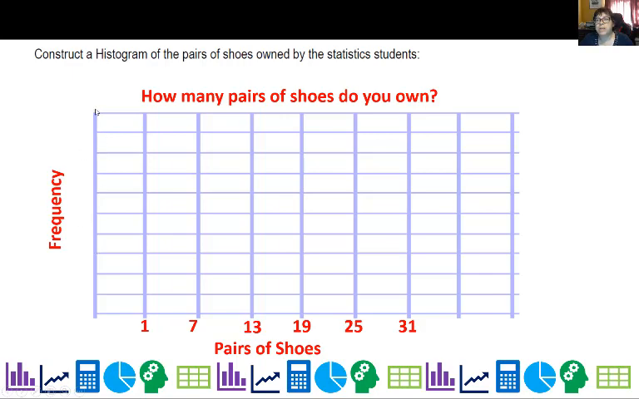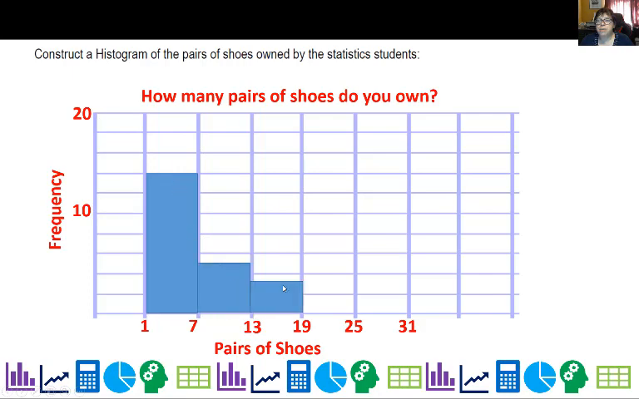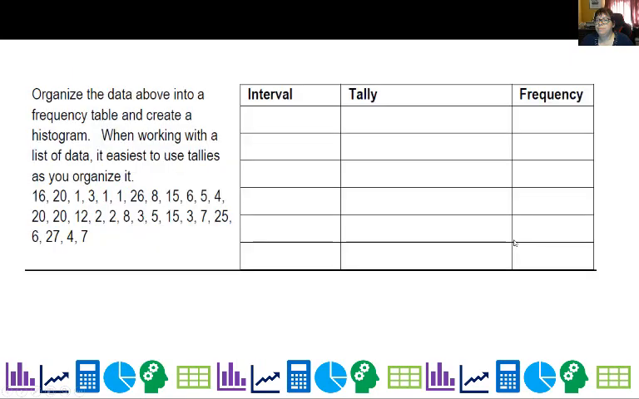So if I do 10 up here, it's not high enough. So I'll just go every 2, which means I can get to 20, and there's 10. So my first bar is going to go up to 14 right there. My second bar goes up to 5, and then 3, 3, and another 3. And voila, there's my histogram. Notice how the bars are touching.